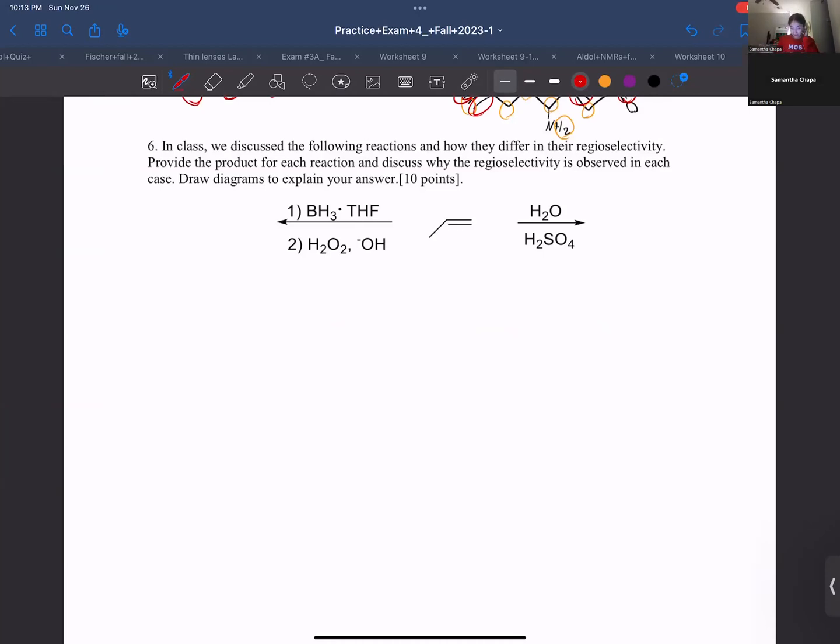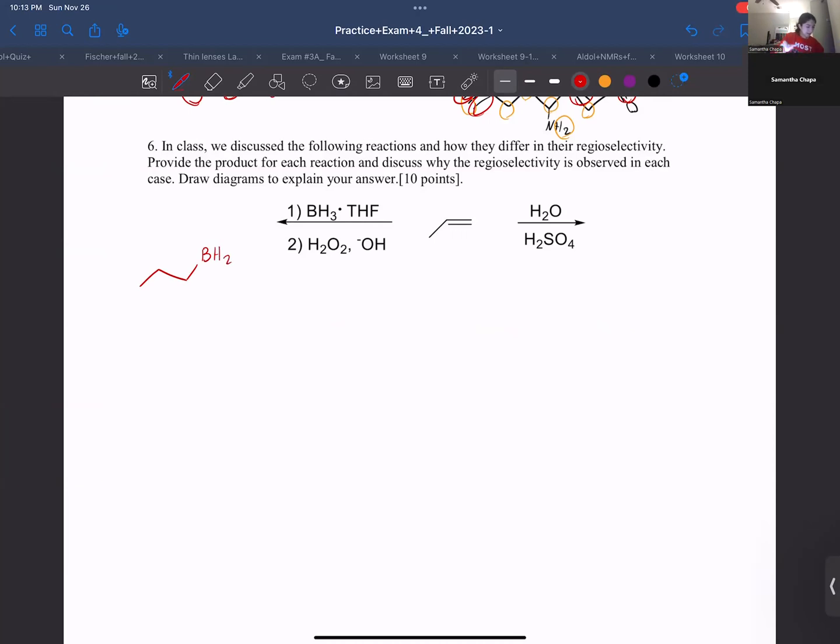hydroboration oxidation reaction, we know that it's regioselective for the least steric behavior. There you go. So I won't draw out the whole mechanism, but the BH3, which I believe is just BH2.